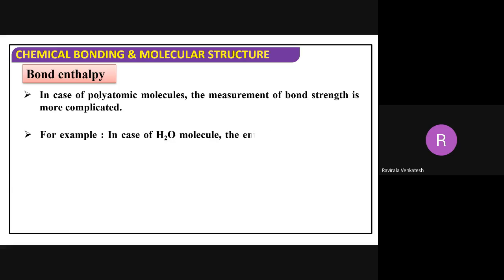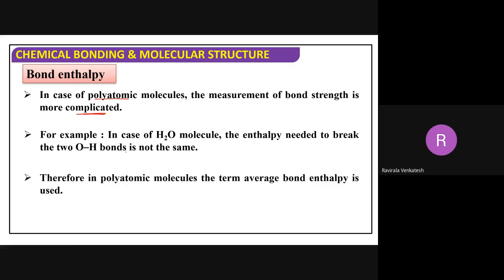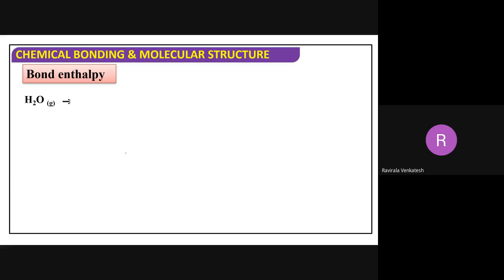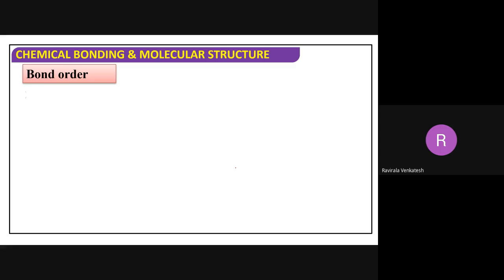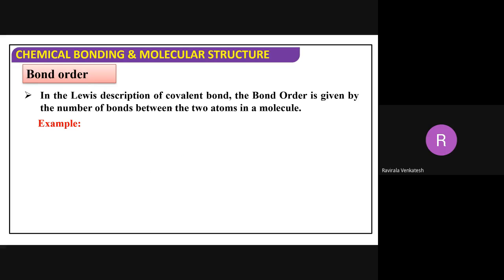In case of polyatomic molecules, it gets complicated. So in that case, we'll take the average value. For one, we got 502. For the second one, we got 427. So the average we are getting is 464 actually. So bond order, the number of bonds between the two atoms.